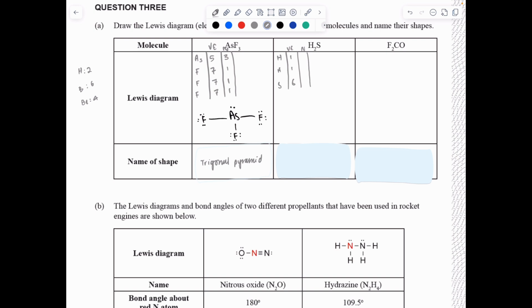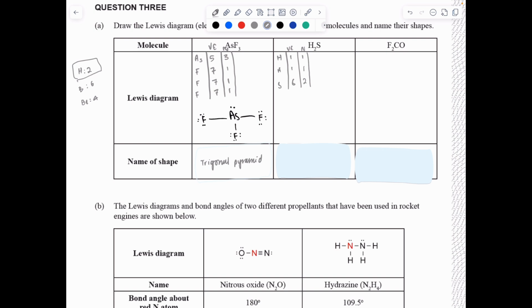Hydrogen is our exception over here. It needs 2, currently has 1, so it needs 1 more to have a full outer shell. And sulfur is not on our list of exceptions. It follows the octet rule. It currently has 6, which means it needs 2 more to have a full outer shell. Which one is the neediest atom? Which one has the most needs?